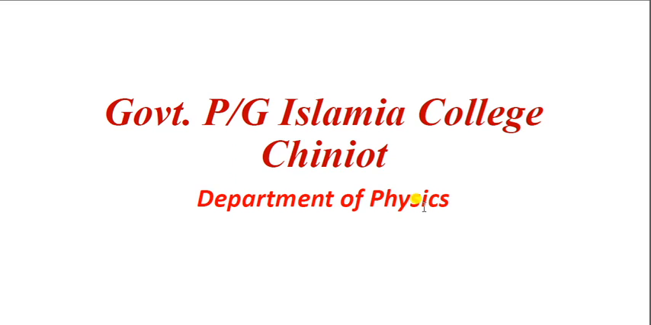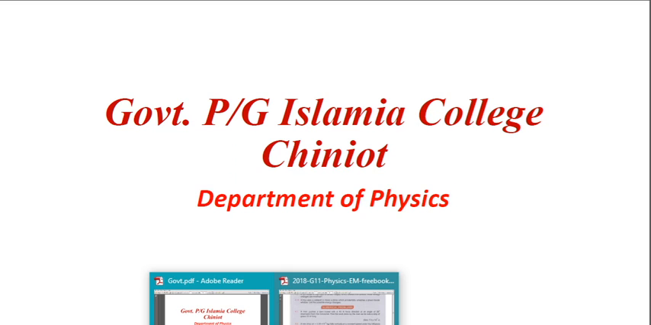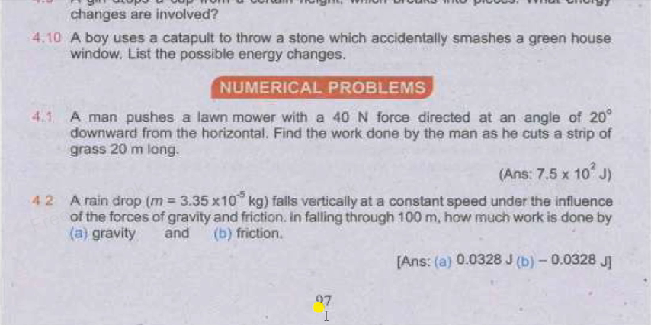आज के लेक्चर में हम चैप्टर नंबर 4 के न्यूमेरिकल्स जो हैं उनको सॉल्व करते हैं। फर्स्ट न्यूमेरिकल इज 4.1 एंड द स्टेटमेंट इज: A man pushes a lawn mover with a 40 newton force directed at an angle of 20 degrees downward from the horizontal. Find the work done by the man as he cuts a strip of grass 20 meter long.